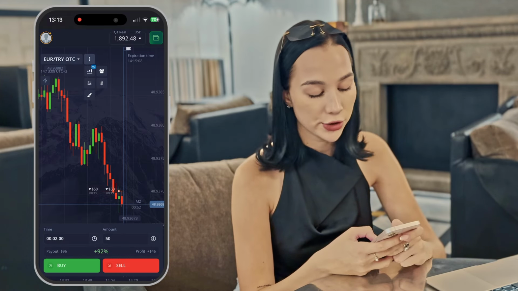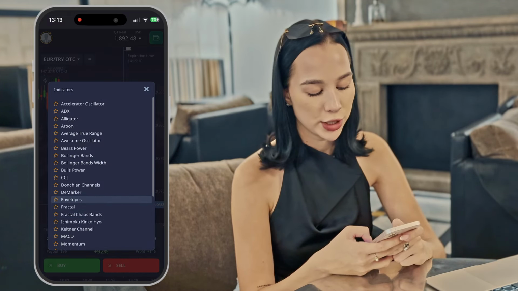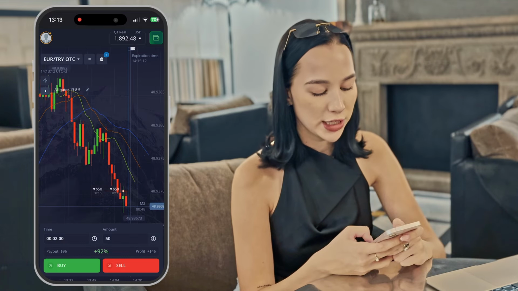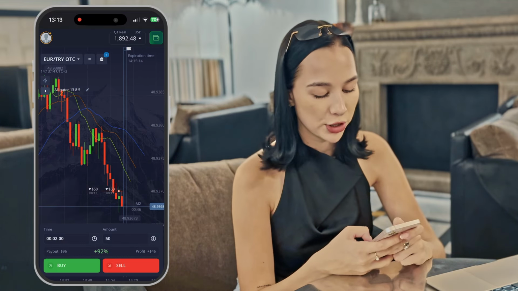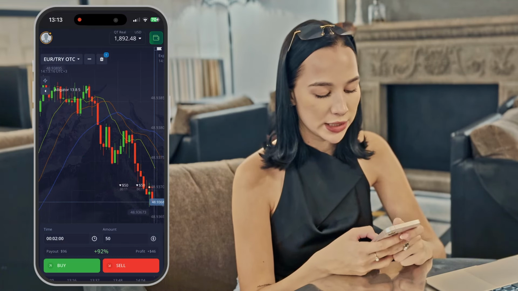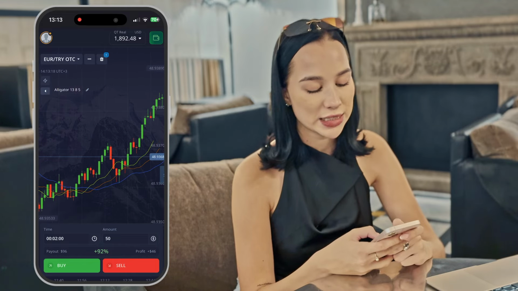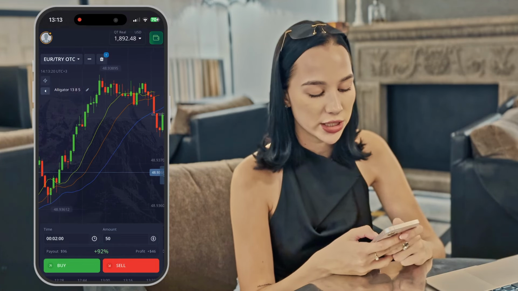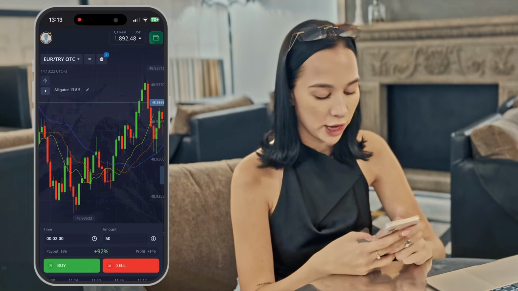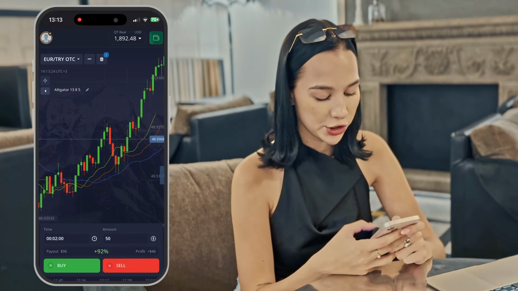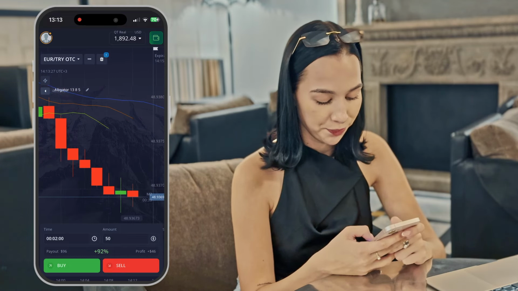For example, Alligator is pretty good, especially if you trade with 3, 4, 5 minute trades, for a longer expiration time. This indicator works. So as we can see, when 3 lines are crossing each other and start going in the same direction and there is a distance between them, it's giving you a signal. And for now, it's giving a signal in the downward direction, and we closed the trade, by the way.